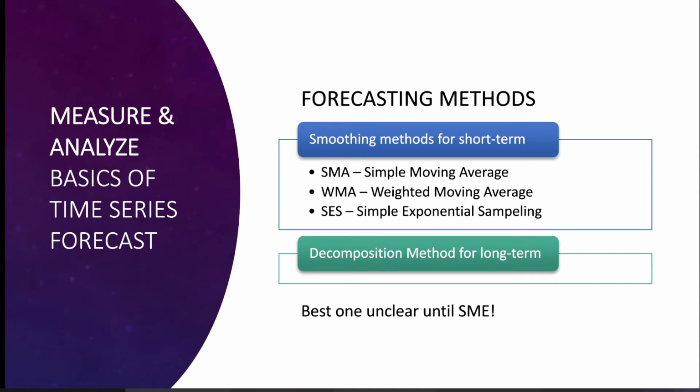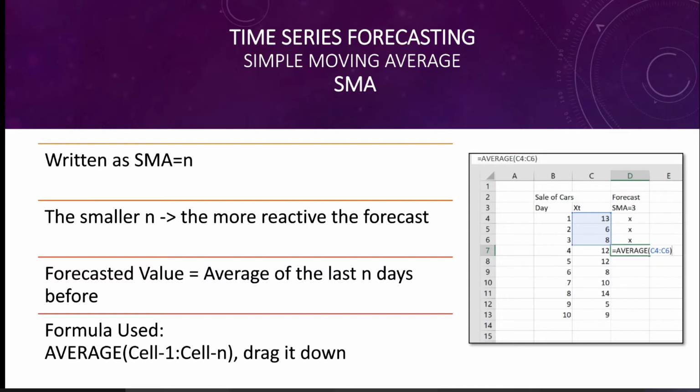Now we have looked at 3 main smoothing methods for short term, and then the decomposition method, which is usually used for long term. The thing about those 4 methods is that unless you actually analyze all of them according to errors, we can never be quite sure which one is the best one. Let's have a look at them specifically.